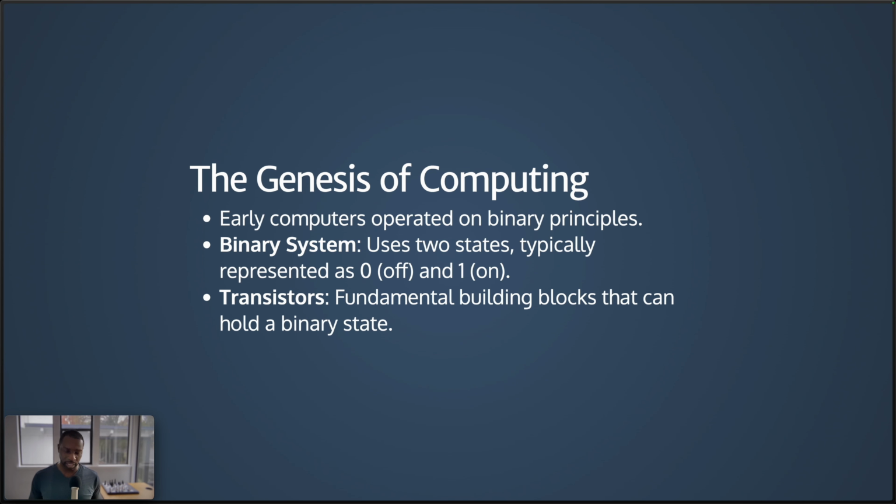So now let's just talk about the beginning of computing several years ago, the genesis of computing. Early computers directly operated on binary principles. So the binary system uses two states, typically represented as 0 or 1. 0 being off, 1 being on. With these early computers, it was very obvious that every aspect of their ability to compute tasks, to complete tasks, and the ability to store data hinged upon something being either off and considered a 0, or on and considered a 1.